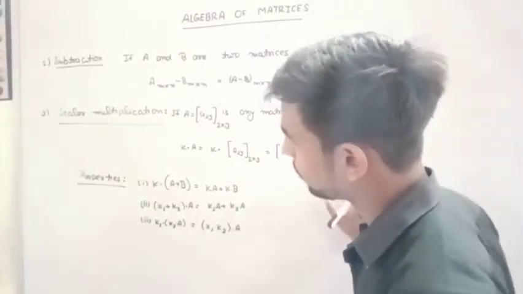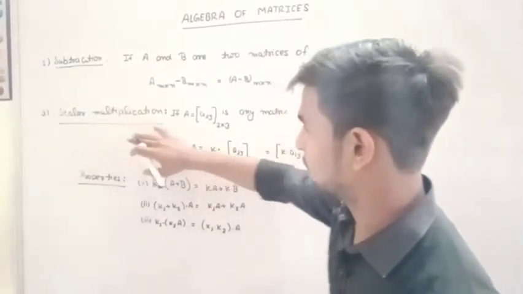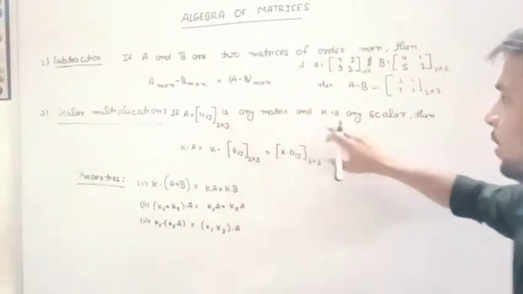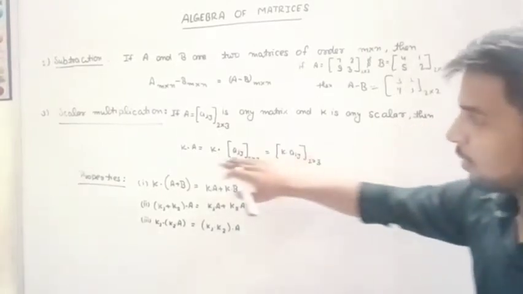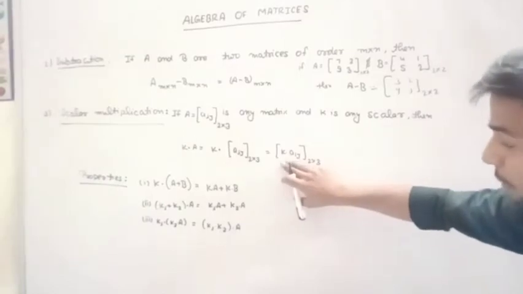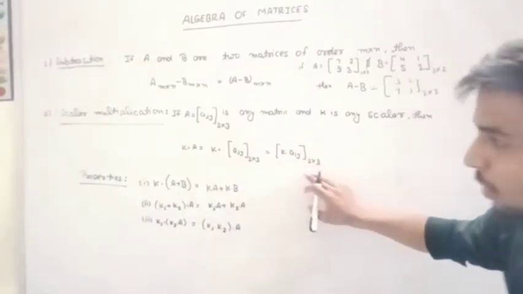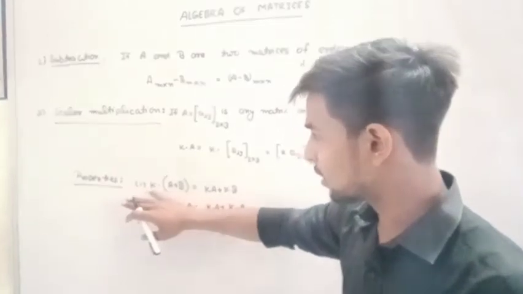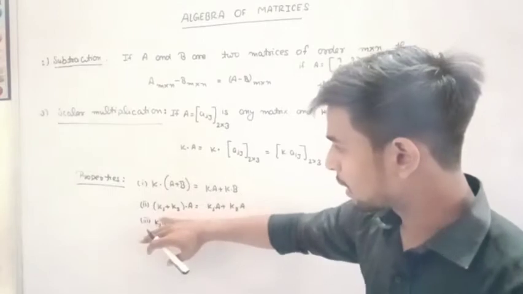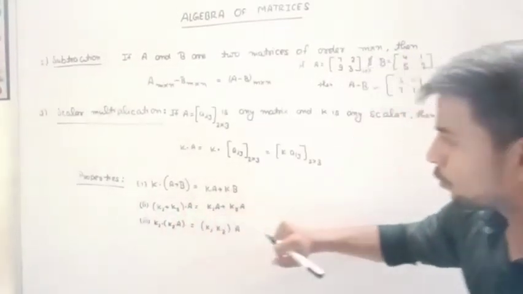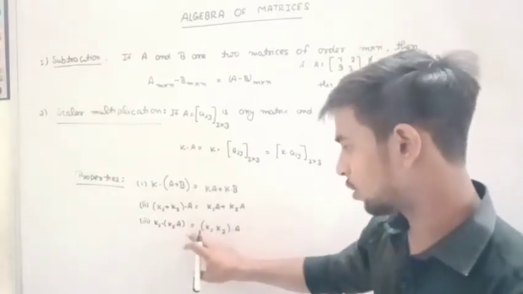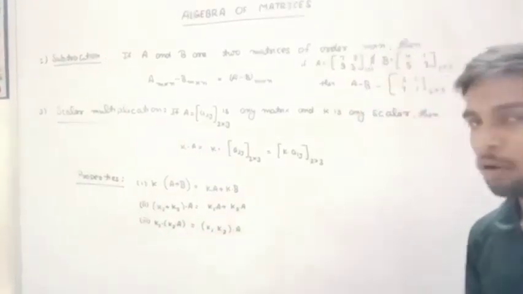The next algebra is scalar multiplication. What is this? If Aij is any matrix and K is any scalar, then K into A will give K times each element of A, of the same order. The properties of scalar multiplication are: K dot (A plus B) will be equal to K dot A plus K dot B. (K1 plus K2) dot A will be equal to K1 dot A plus K2 dot A, and (K1 dot K2) dot A will be equal to K1 dot (K2 dot A).